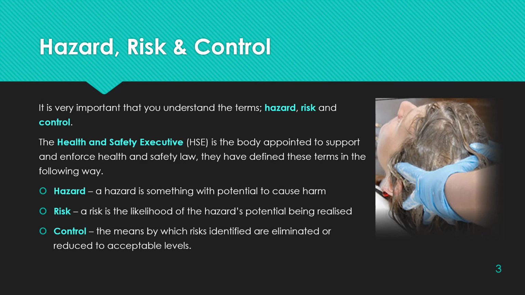It is very important that you understand the terms hazard, risk and control. The Health and Safety Executive is the body appointed to support and enforce health and safety law. They have defined these terms in the following way. 1. Hazard. A hazard is something with potential to cause harm. 2. Risk. A risk is the likelihood of the hazard's potential being realized. 3. Control. The means by which risks identified are eliminated or reduced to acceptable levels.